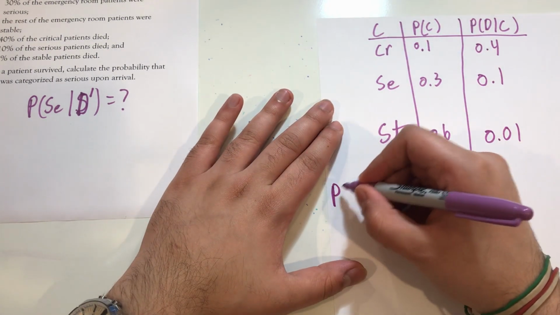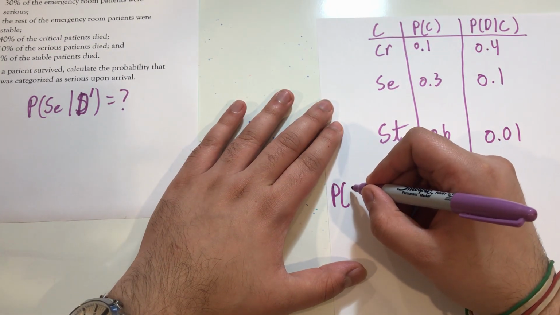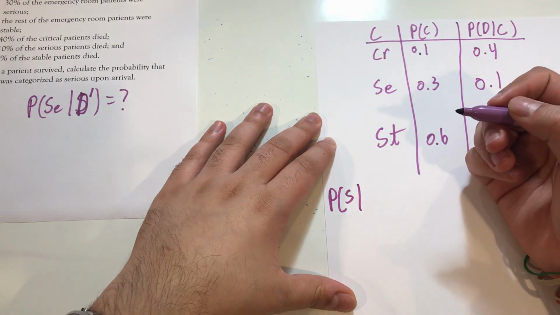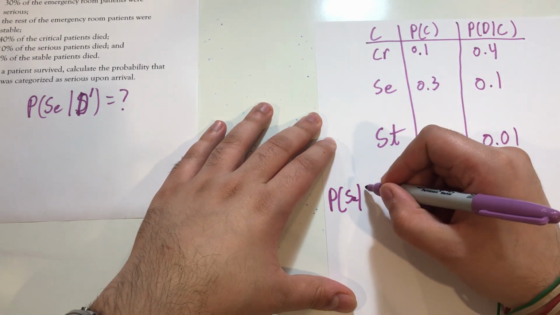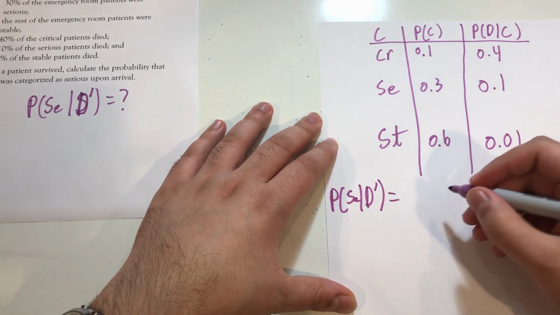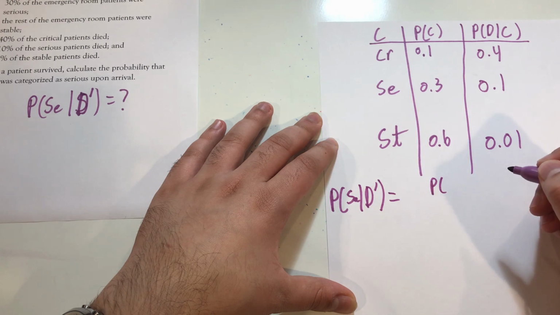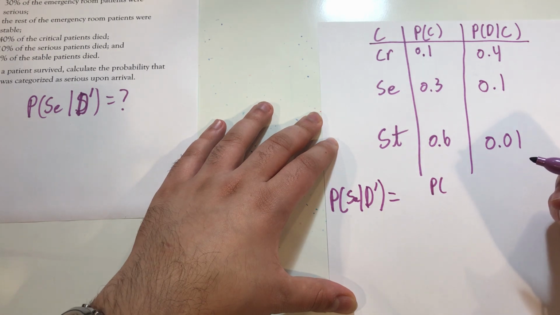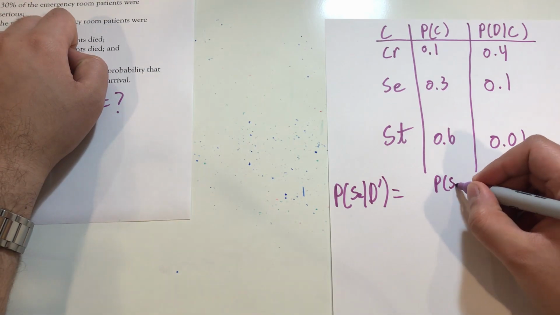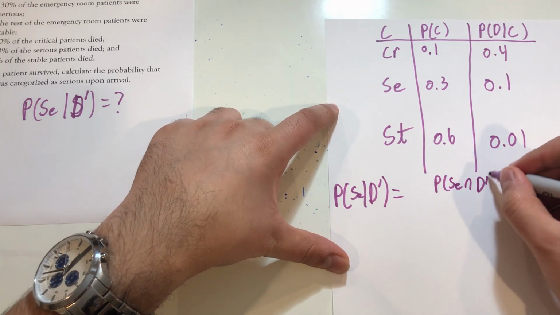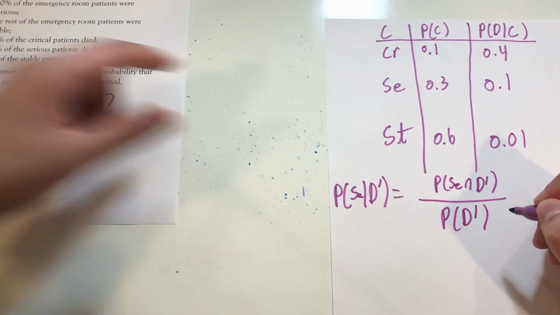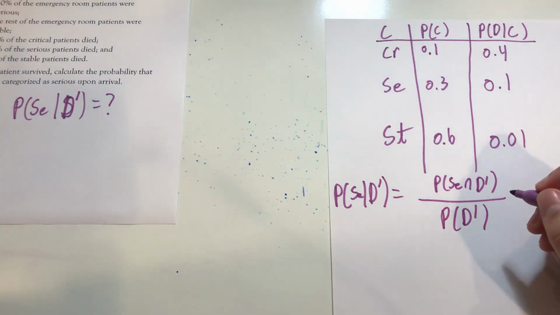And we're looking for the probability that somebody was serious given that they did not die. Okay, so that's going to be the probability of being a serious patient and not dying, over the probability of simply not dying given you have a randomly selected patient.